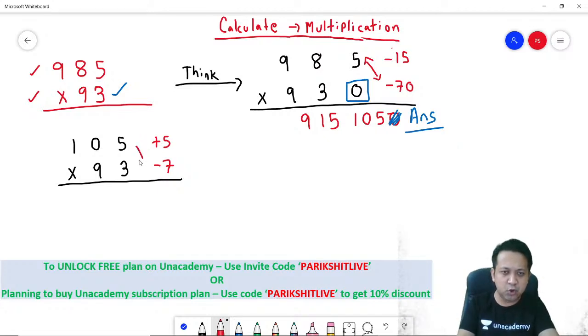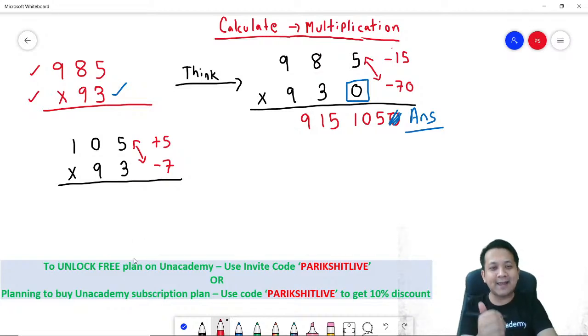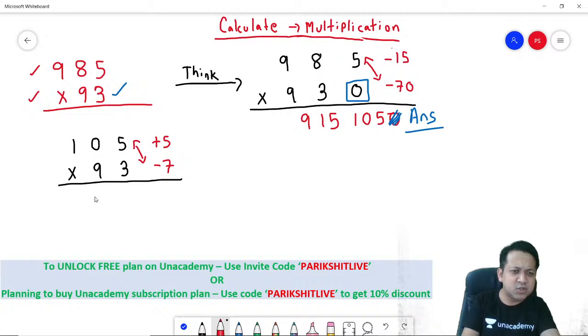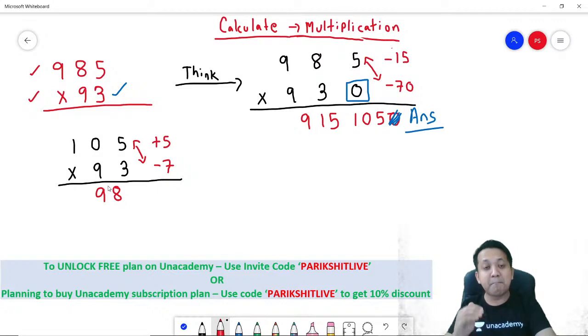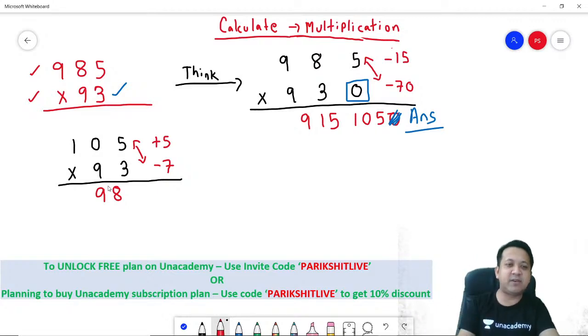What is step 2? Cross. So 105 minus 7 or 93 plus 5. Either way you cross, you get the same number. So 105 minus 7 is how much? 98. In the last step, multiply the difference. So plus 5 into minus 7. How much are you getting? Minus 35. So you got to be a bit careful here.